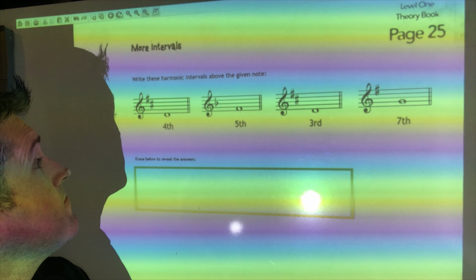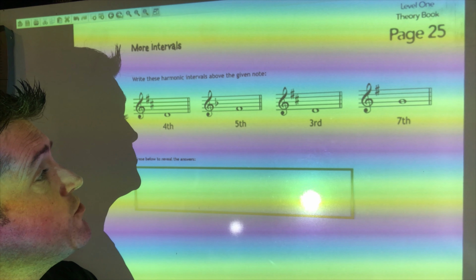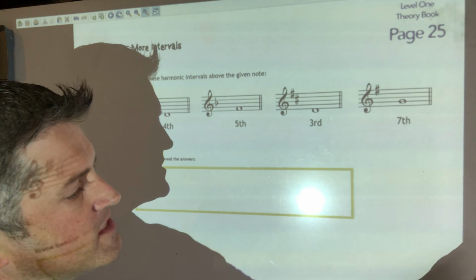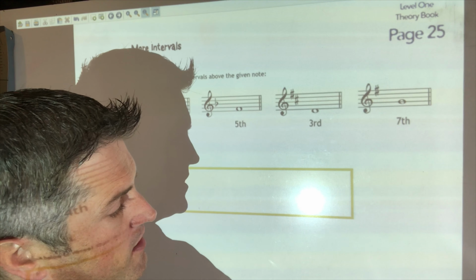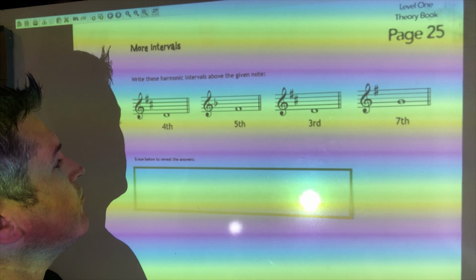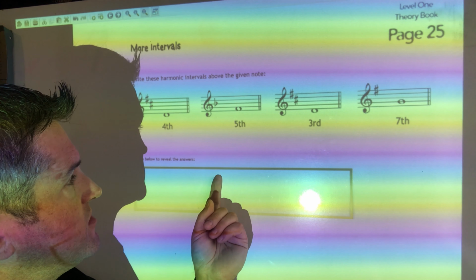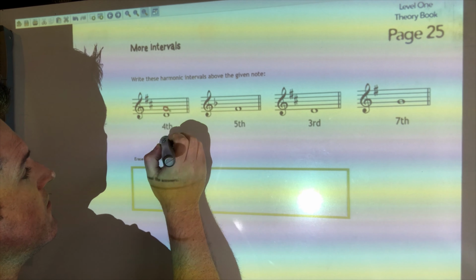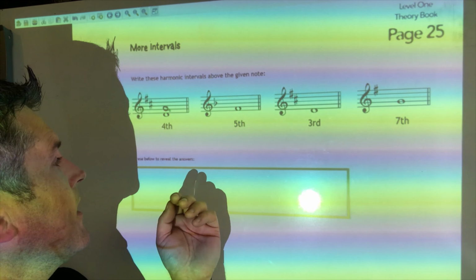Right, so write these harmonic intervals above the note which are given. Harmonic means that we're going to have them right above. So in this case, and I might go red for this one, we're looking for a fourth above that D. So here we go, D, E, F, G. Okay, that's on the line there, harmonic fourth.